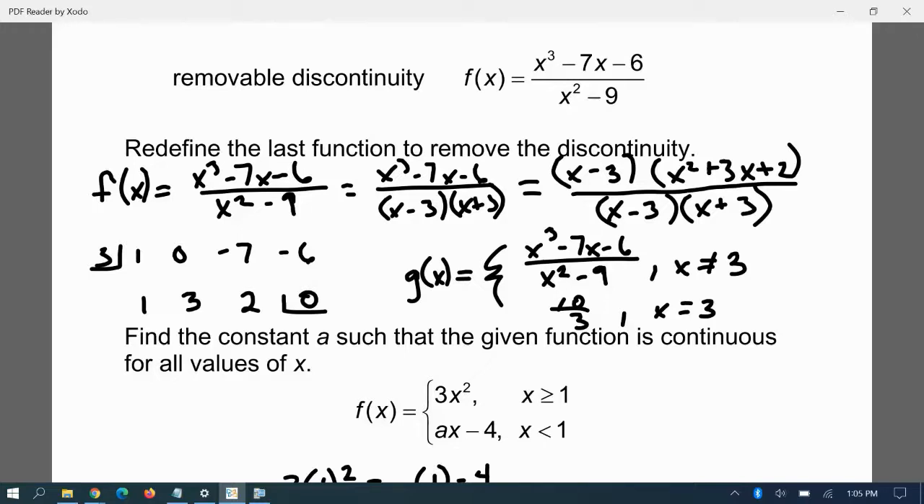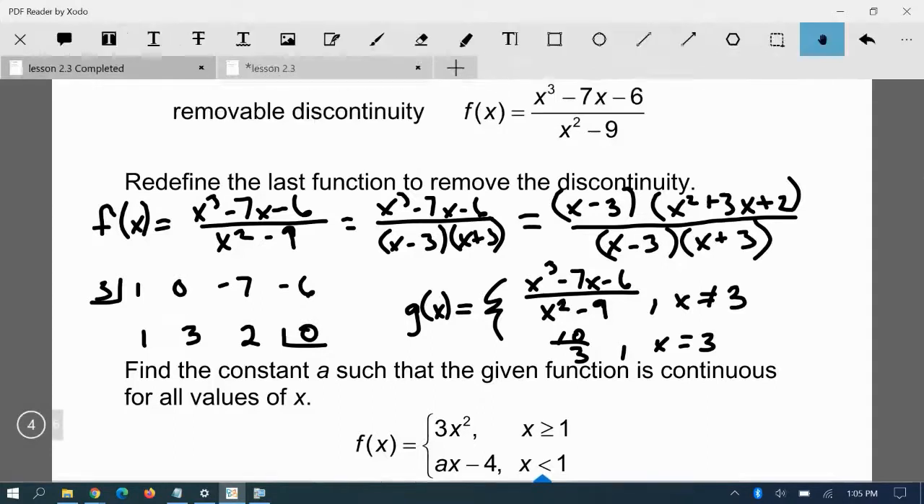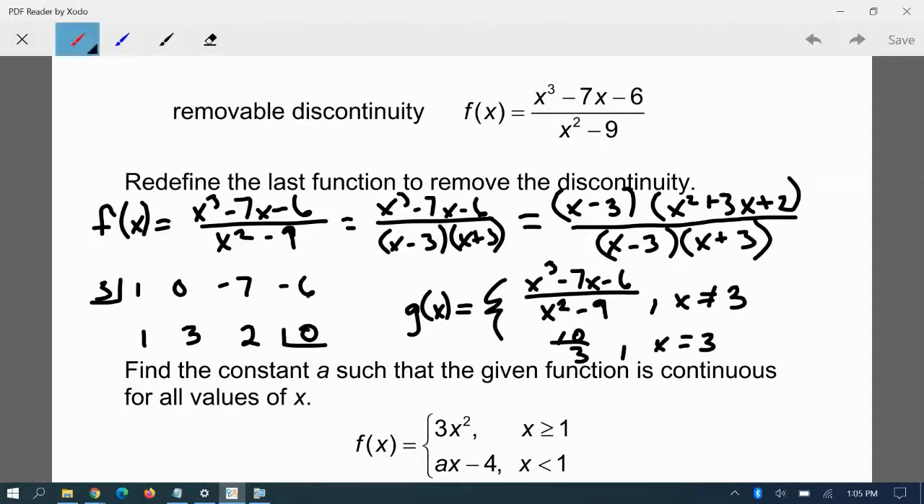And now I've got a situation where I can cancel this out. Essentially I'm getting rid of that discontinuity at x equal to 3. Now I know my function is essentially going to behave like x squared plus 3x plus 2 over x plus 3 when I get very, very close to x equals 3. So now I could take the limit of that simplified form of the function, and that would tell me where the hole in the graph is going to occur. So now we can fill in the hole in the graph.